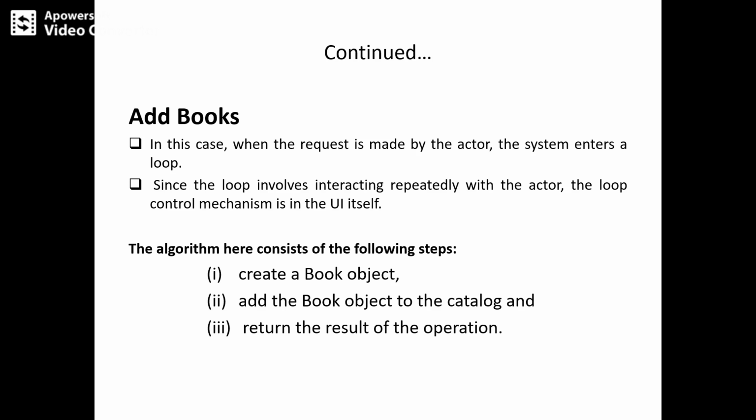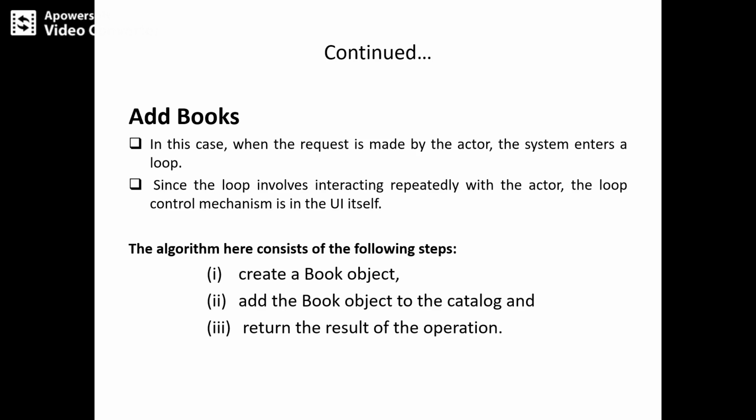Since the loop involves interacting repeatedly with the actor, we need to take the loop control. The loop control mechanism is in the user interface itself, because we need to add a large number of books. The algorithm is very simple and consists of three steps. First, create a book object. This is a must, because the book object needs to be created, just as in the earlier diagram the member object was created. The second step is to add the book object to the catalog.